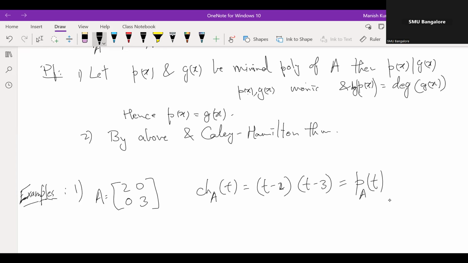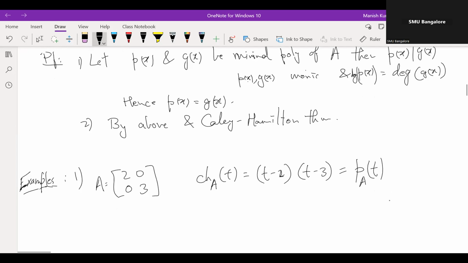So we already know that every root of the minimal polynomial will be a root of the characteristic polynomial. We will see the other side as well. Yeah, every root of the characteristic polynomial will be a root of the minimal polynomial. In other words, every eigenvalue of the matrix will be a root of the minimal polynomial. So to compute eigenvalues, you can use even the minimal polynomial if you have a way of computing.